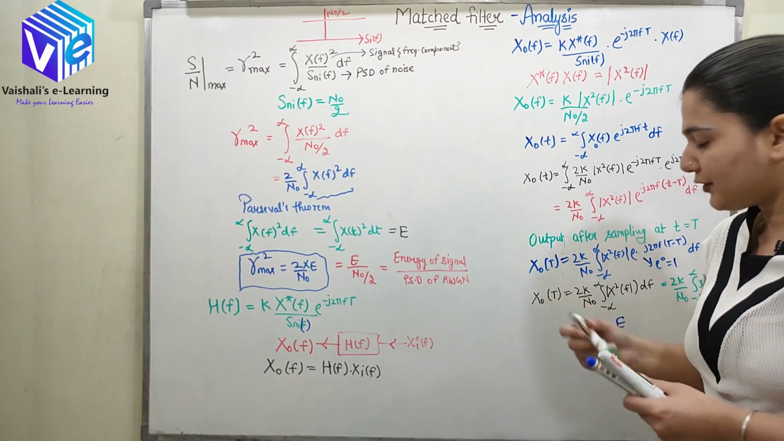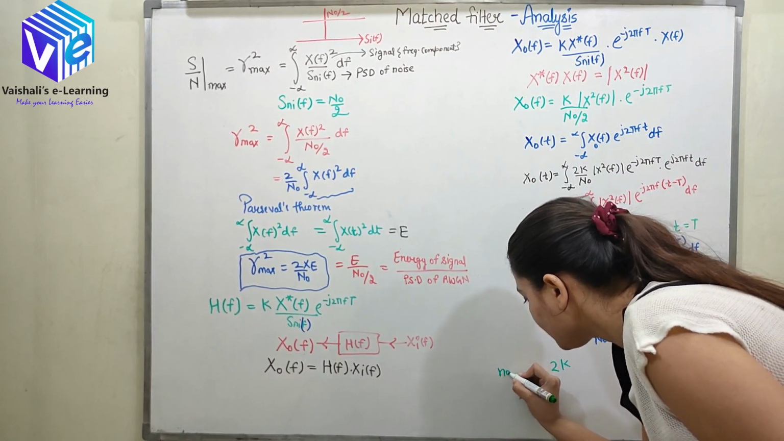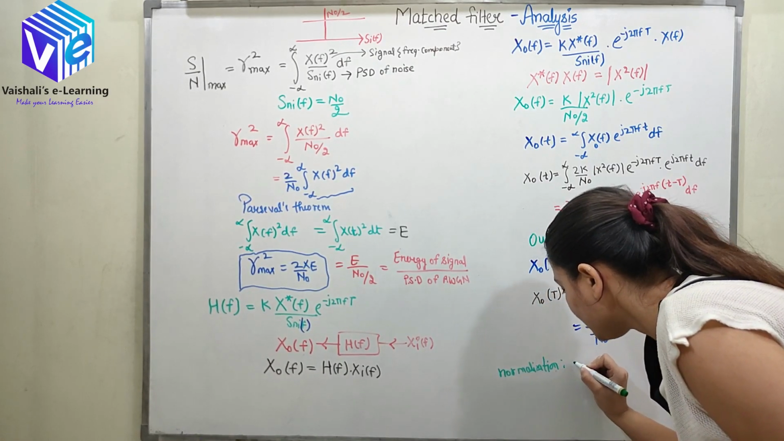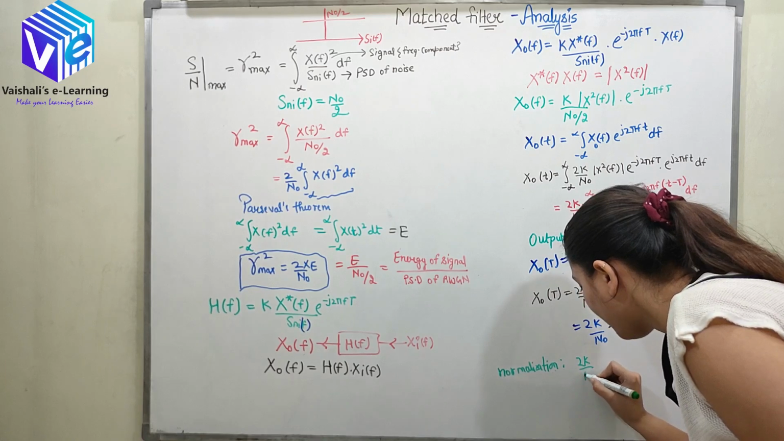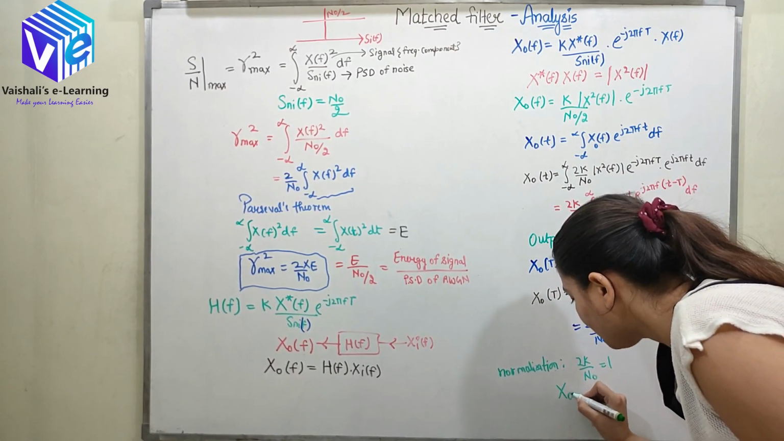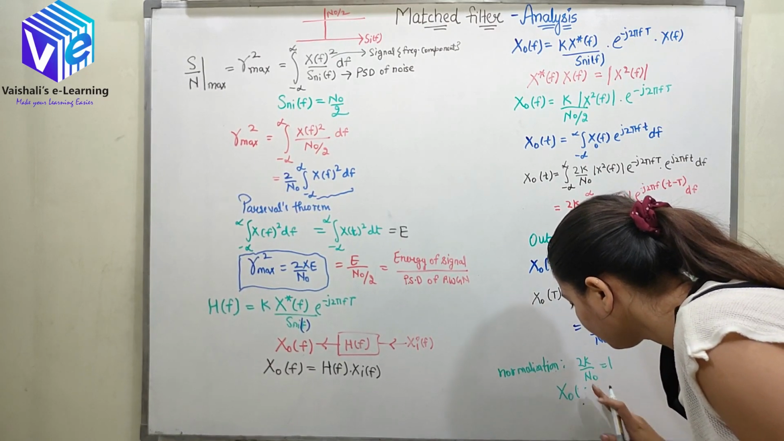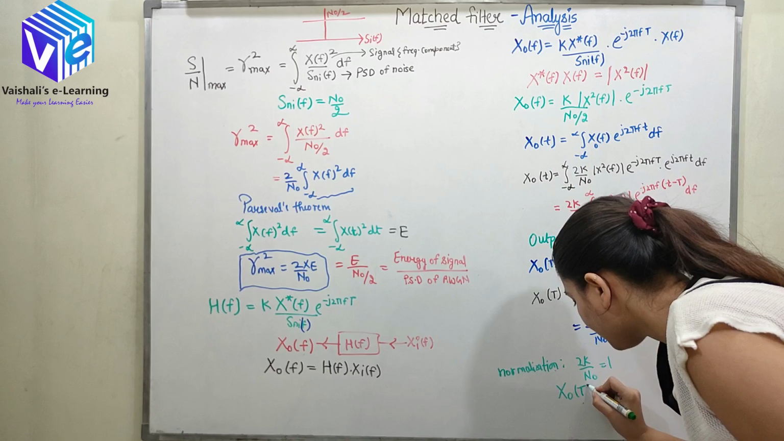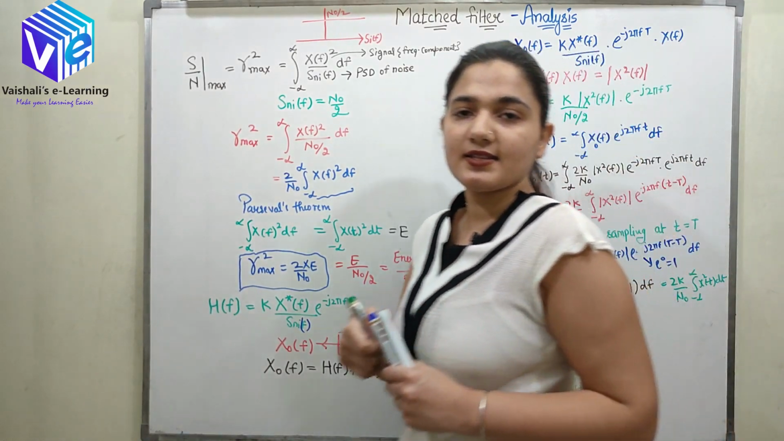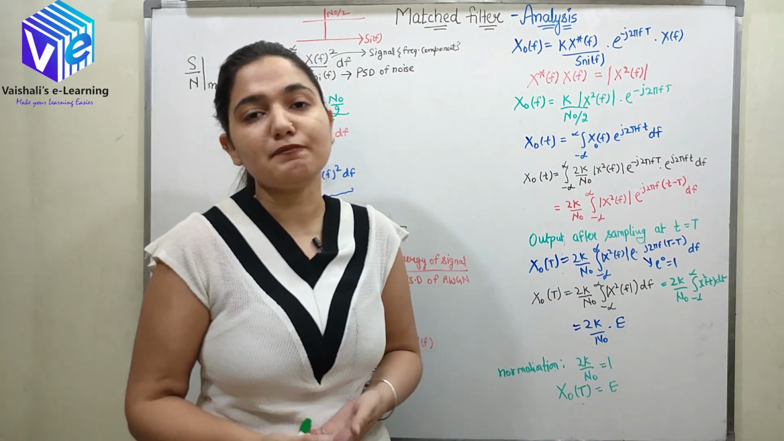So now when I normalized it, normalization means I am taking 2K by N naught equal to 1. So that time the output signal in the time domain, so X naught t would be equal to E. So I can say the output signal would be equal to the energy of the input signal.